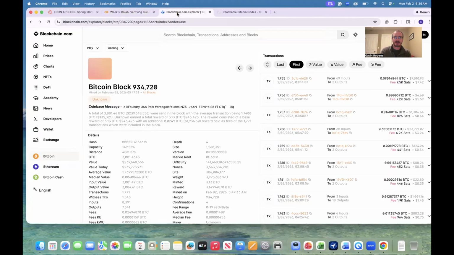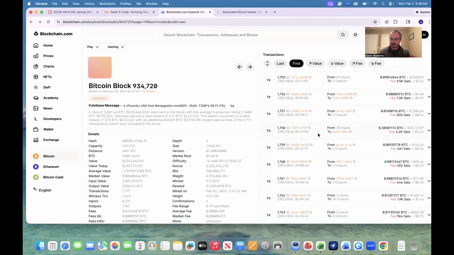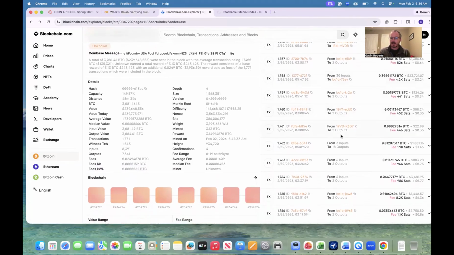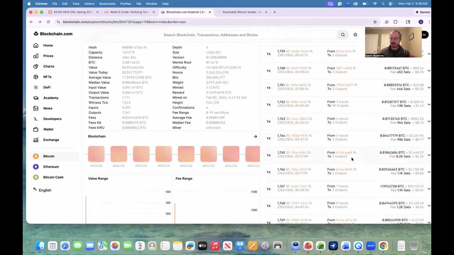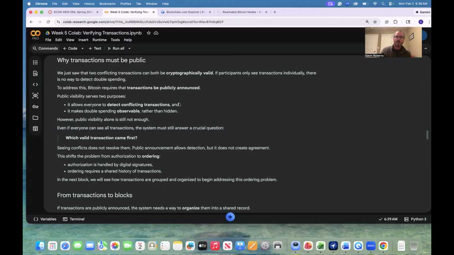Because remember here, these addresses are individuals. They're not necessarily random people, they are anonymous people, but all of the transactions they are making are not anonymous. Transactions are public. Why transactions must be public.